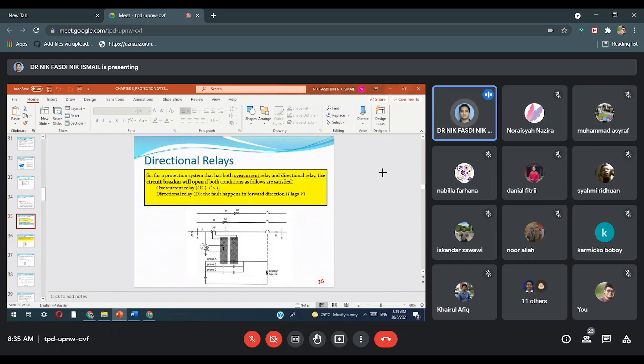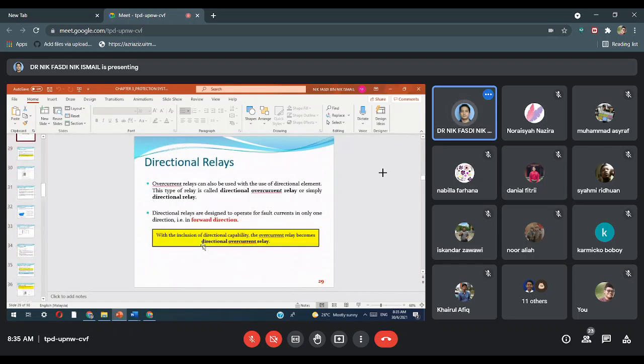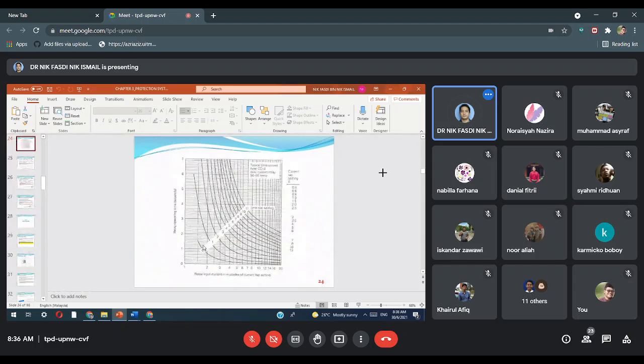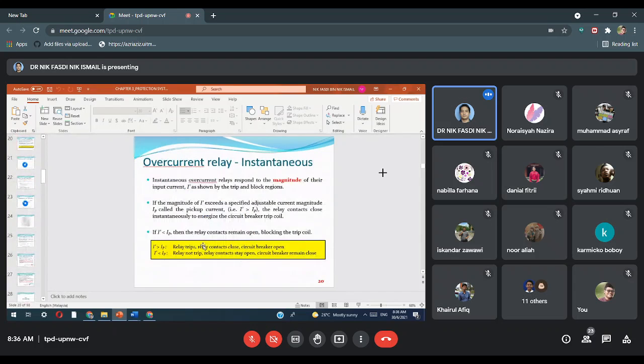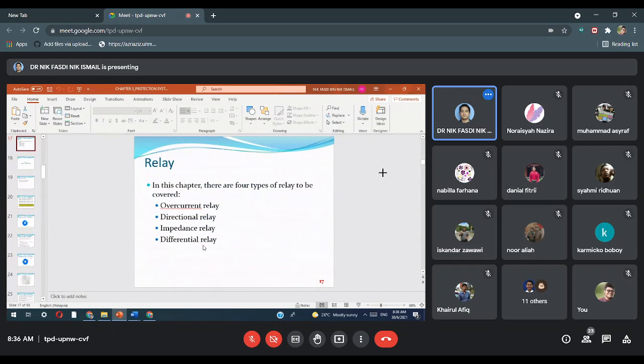Okay, the next one kita discuss about what? Kita balik kepada impedance relay. Impedance relay based on the impedance of the line, transmission line. So this one kita discuss. So dia ada we call it Z reach, impedance reach. So the fault impedance must be smaller than the Z reach, ZR.